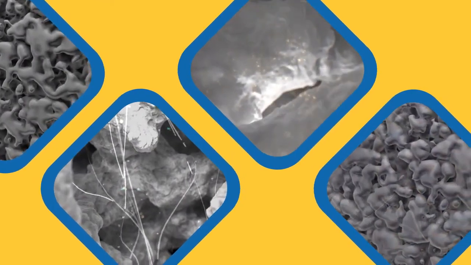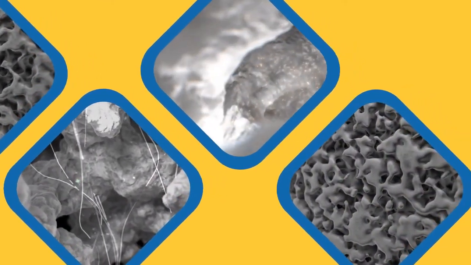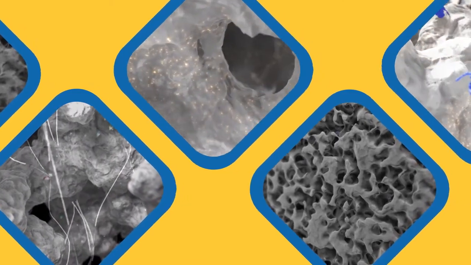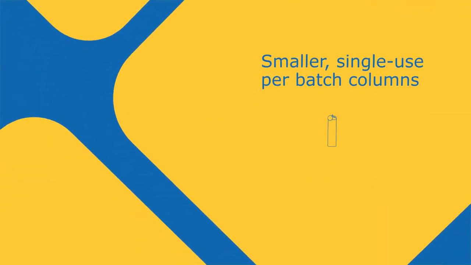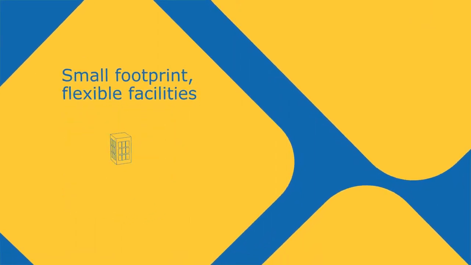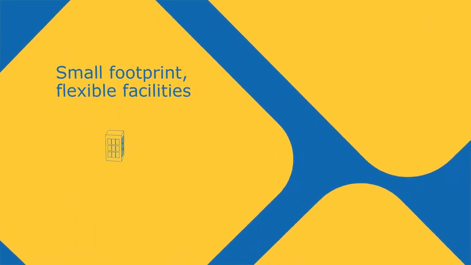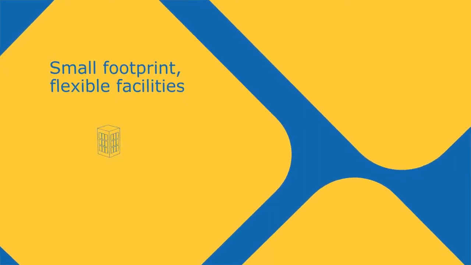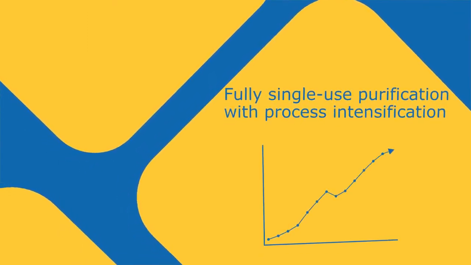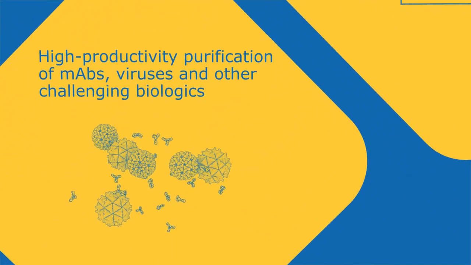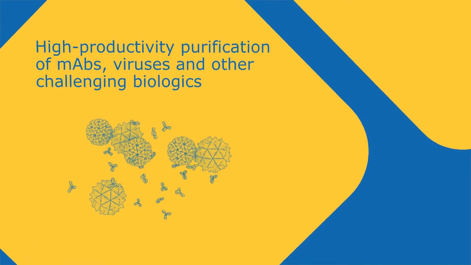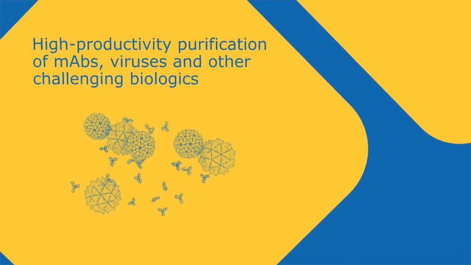Natrix columns achieve the critical purification quality attributes established by reference resin processes, while enabling the following improvements in biologics purification. The improved productivity of Natrix technology enables much smaller single-use plug-and-play columns, making possible smaller and flexible facilities. The versatility of Natrix membrane technology enables future Protein A and other affinity versions. These products promise to unlock fully single-use monoclonal antibody manufacturing and process intensification. With the Natrix membrane platform, the productive purification of monoclonal antibodies, viruses, and other challenging biologics is possible.